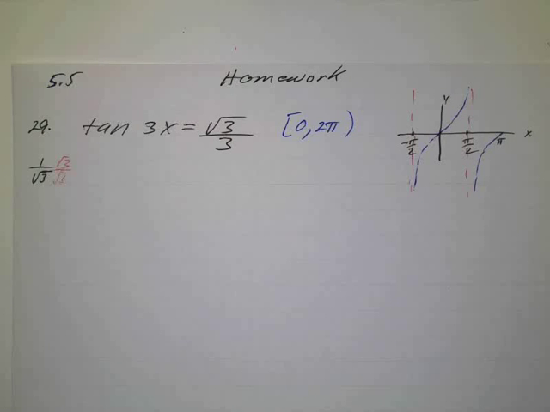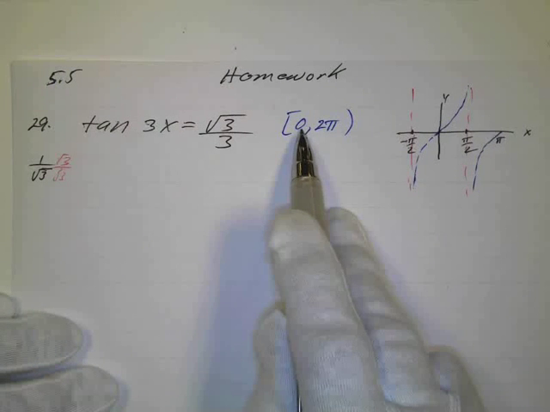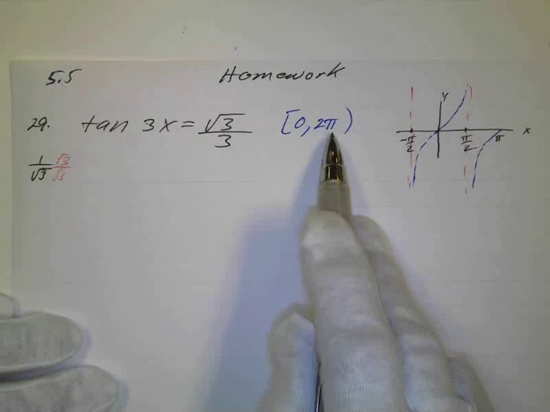Okay, this is section 5.5, number 29, and we're doing the tangent. I drew a little sketch of the tangent over here so you could take a look at it. And realize that the period of the tangent is just pi, not 2 pi, if you forgot that. Okay? And here we're looking at this interval from 0 to 2 pi.